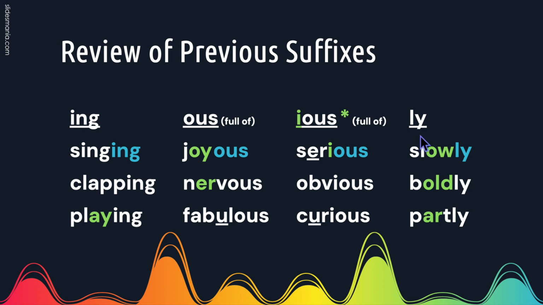IOUS is pronounced eous, and it also means full of, like in serious, obvious, and curious. LY is pronounced ly. This OW will say O, so this is slowly. OLD at the end of a root word has a long O sound, so this is boldly. AR says R, so this is partly.